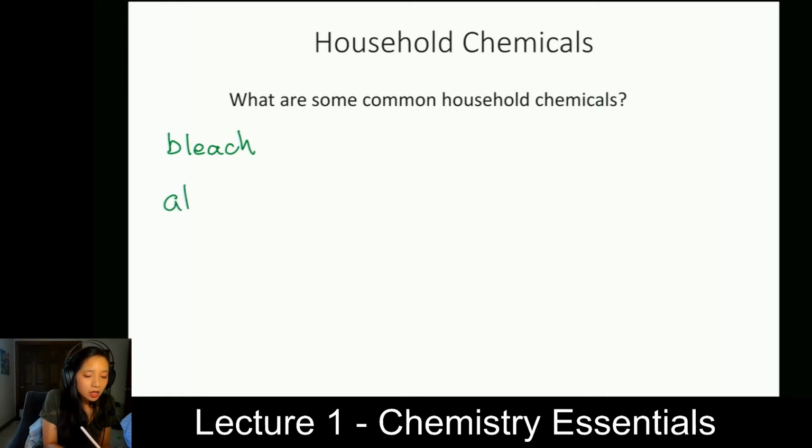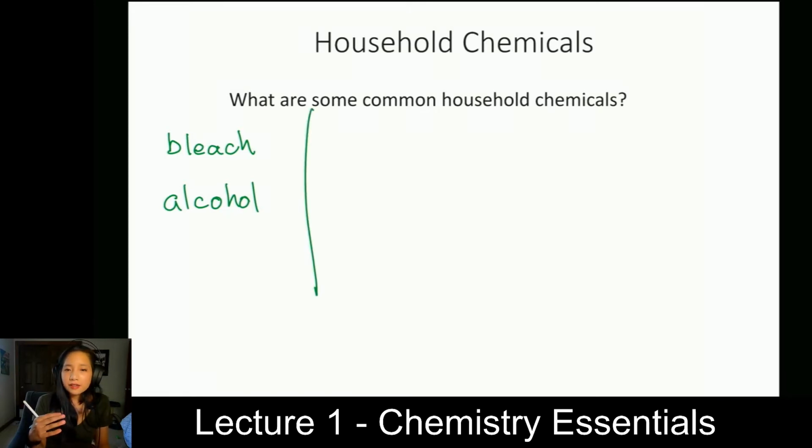Something else along those lines is rubbing alcohol, hand sanitizer. We utilize the properties of alcohol to disinfect our surfaces and hands to keep them germ-free. But we also know if you were to ingest alcohol in excess amounts, there is an effect on the body. Maybe you would consider that detrimental. So both of those things are chemicals that aren't so great for your body.